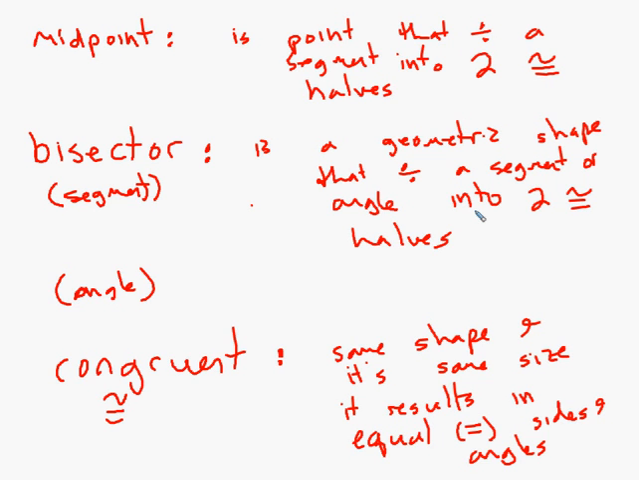So segment addition will be the first one that we've done so far? Yep. So we have segment addition, angle addition, midpoint, bisector, and congruent. So we have 5 things in that special area. Okay, so let's use angle bisector.